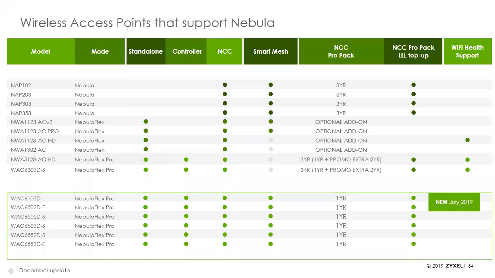And then our NWA 5123 ACHD and the WAC 6303D-S, those include 1 year of ProPack, but we're doing a promo for this year and this year only. So if you buy those and activate those this year, they include 3 years instead of the normal 1 year of ProPack. And then all of the 1100 and 1300 series access points don't include any of the ProPack licenses.